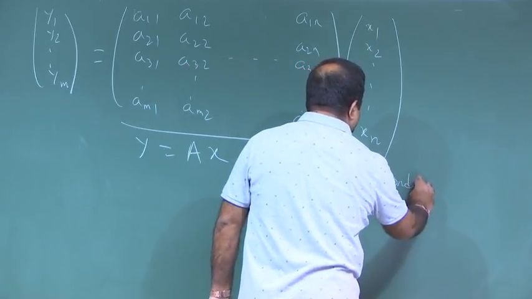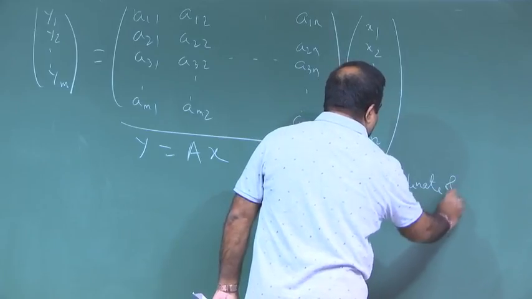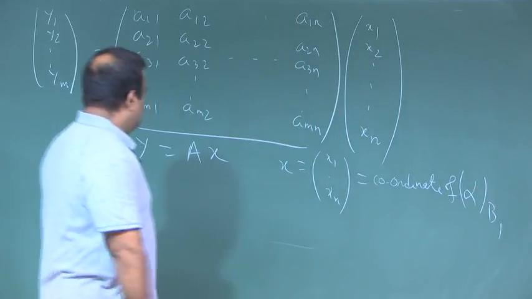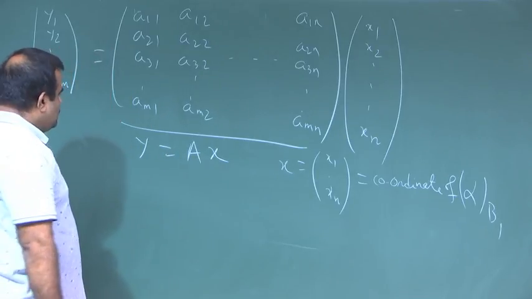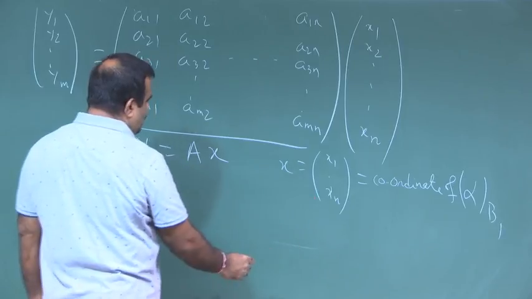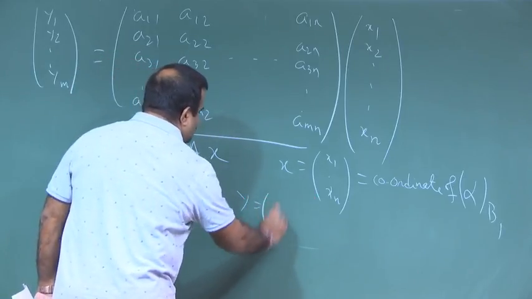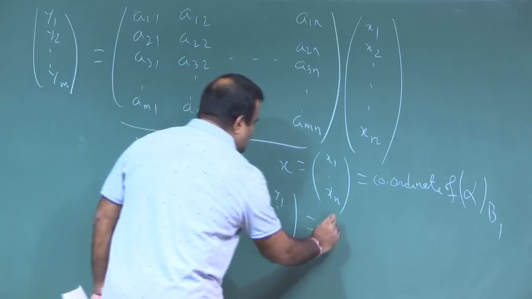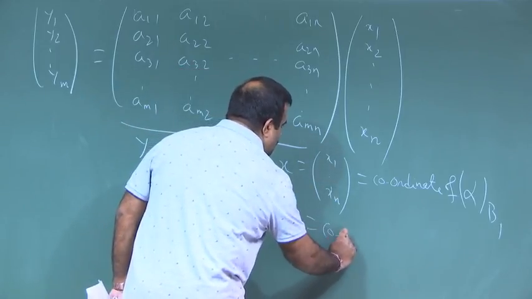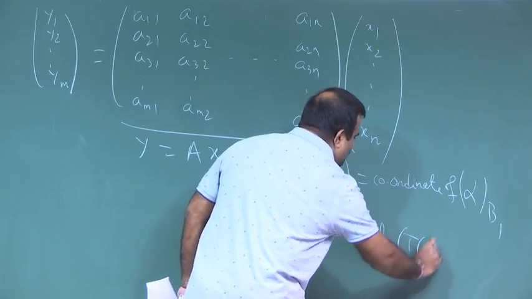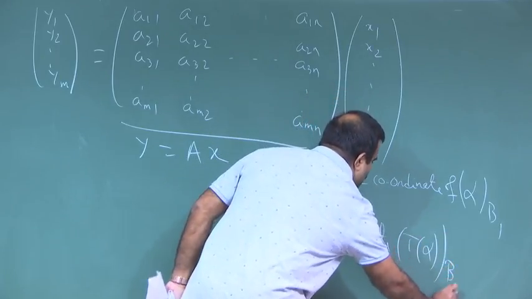coordinate of alpha with respect to that basis beta 1, then y is basically y 1, y 2, y m, which is basically the coordinate of T alpha with respect to beta 2.